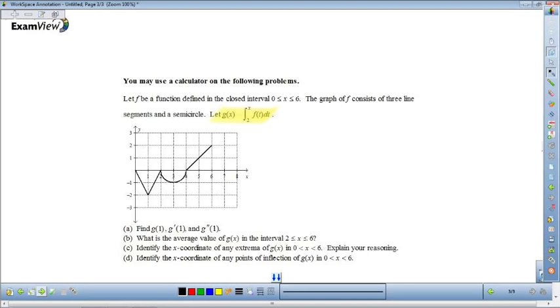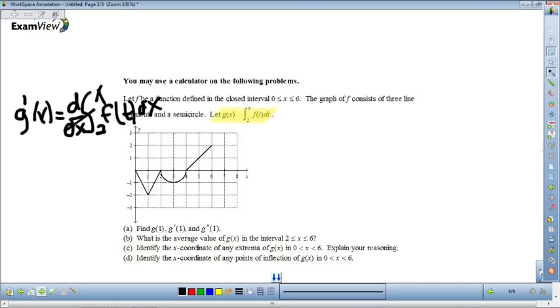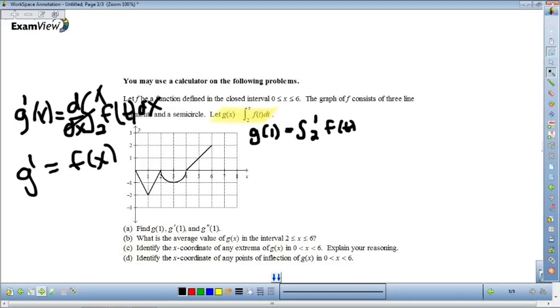Because as we use the fundamental theorem of calculus, if we take the derivative of g, that's the same thing as taking the derivative of the integral from 2 to x. So these cancel, so g prime is equal to f of x because of the fundamental theorem of calculus. So now let's find g of 1 first. We're going to substitute 1 wherever we see an x.